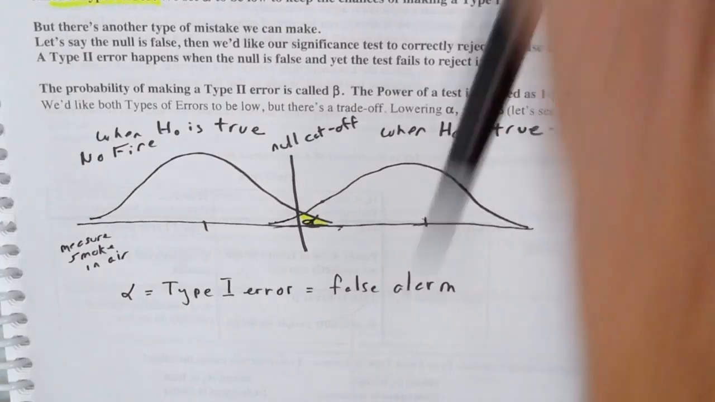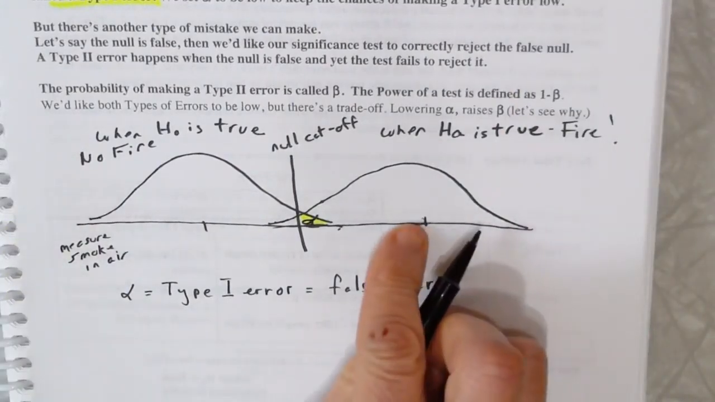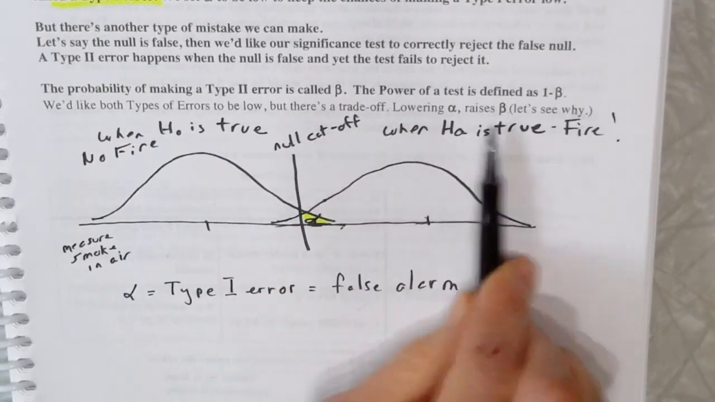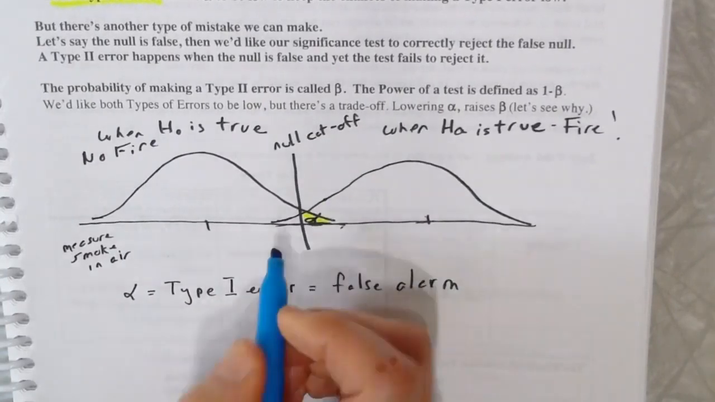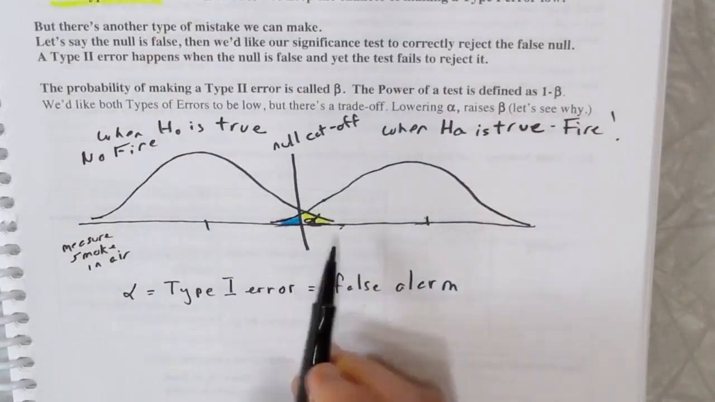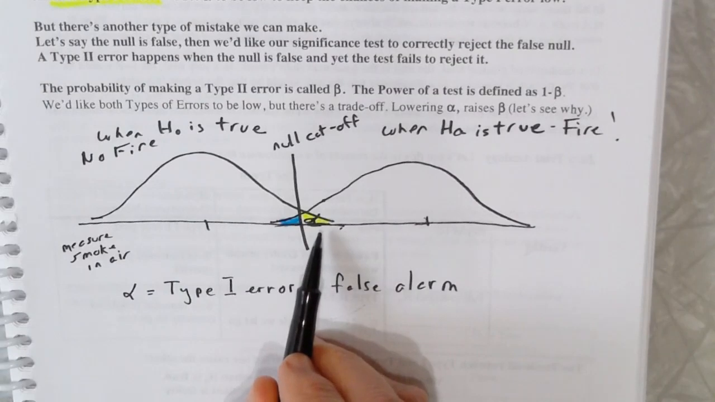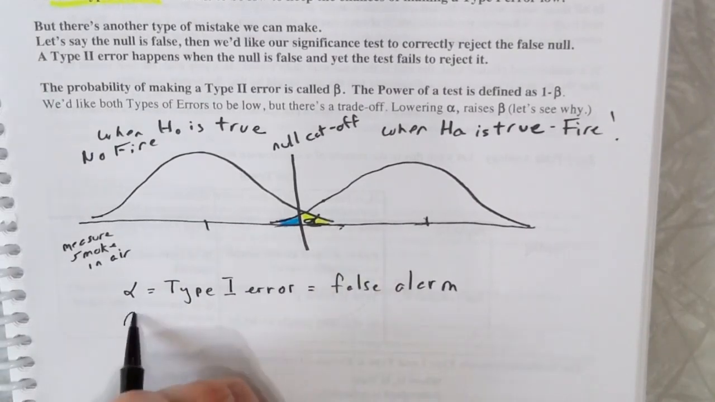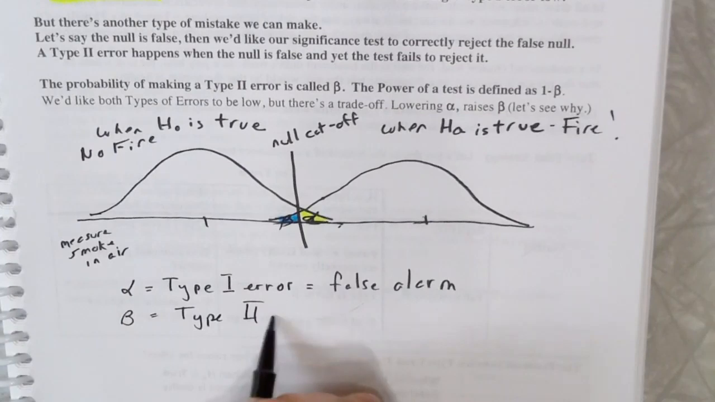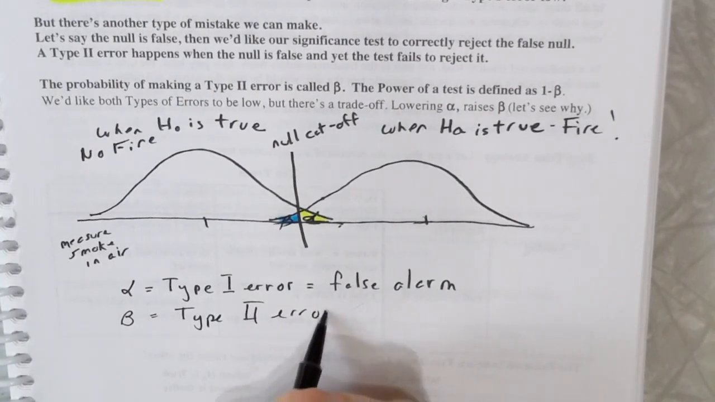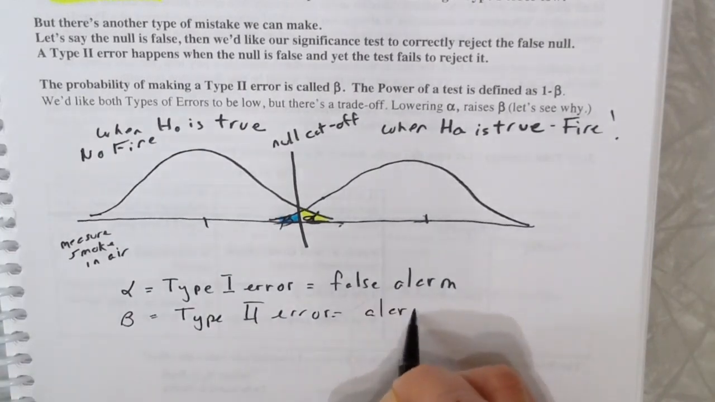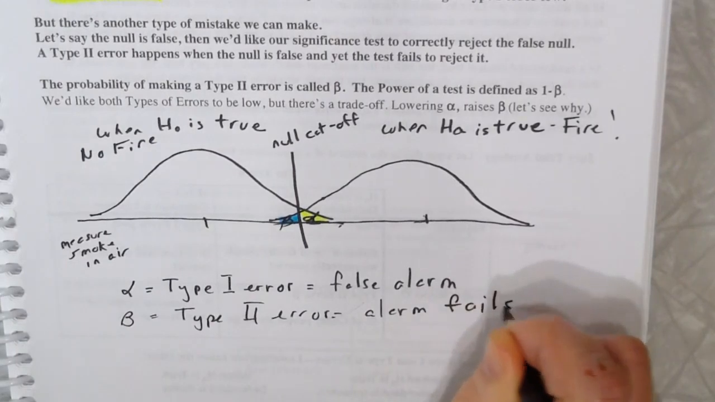So the other type of error would be when there is a fire, and we're deciding it with this null cutoff. Most of the time it will detect it, but there's still this error right here when it fails to detect it. So when we set this null cutoff, there's two types of errors that we have to consider. And this would be the type 2 error, which we call beta. So that is beta, and that's the type 2 error. In this case, it would be when the alarm fails to go off, when there really is a fire.